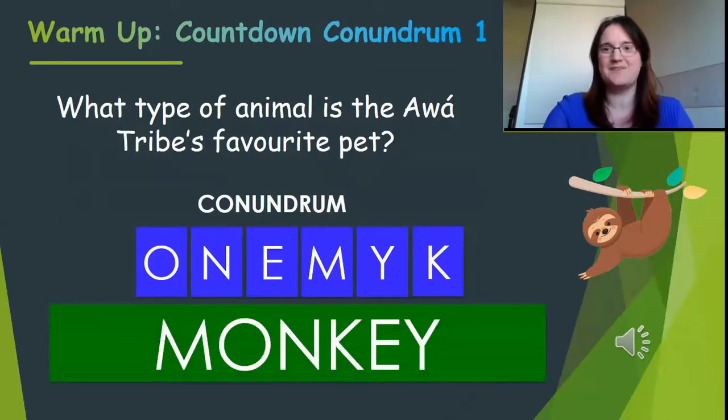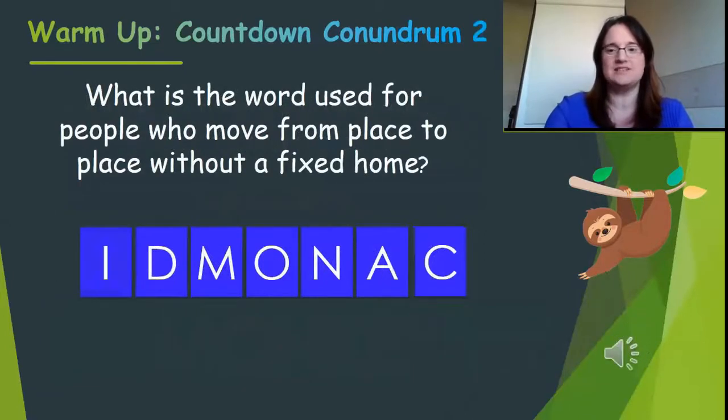Did you get it? It was monkey. Their favourite type of animal to have as a pet was a monkey. Okay, next one. What is the word used for people who move from place to place without a fixed home? Go.